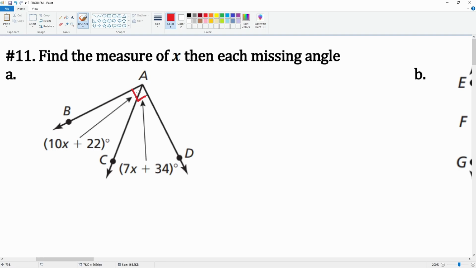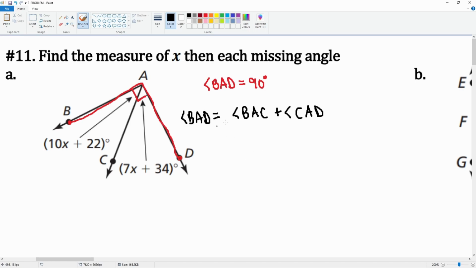So you should know that this angle of BAD is considered to be complementary. So angle BAD is equal to 90 degrees, all right? The two angles that make that up is angle BAC added with angle CAD, okay?